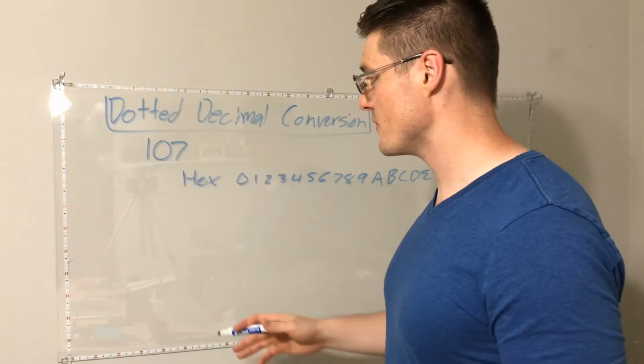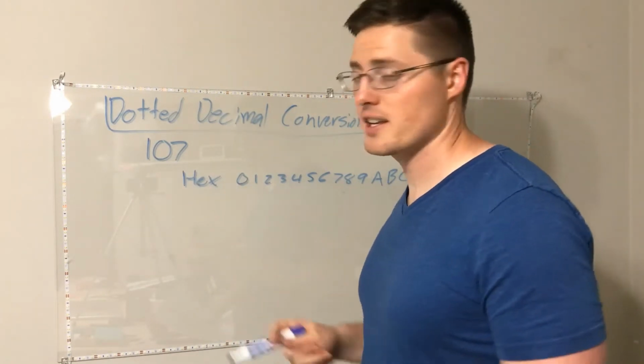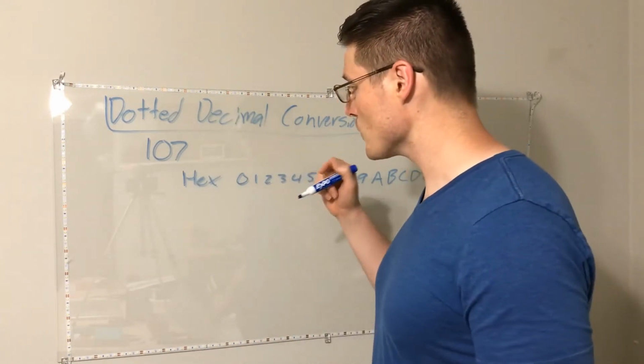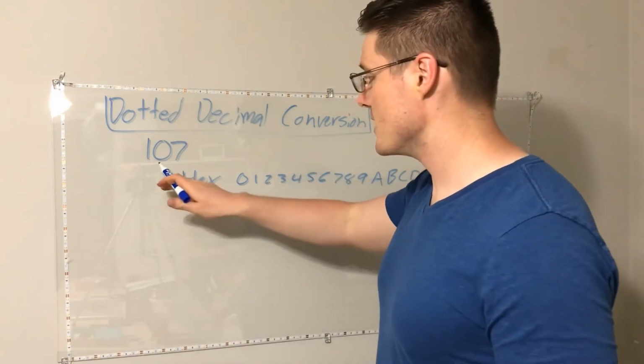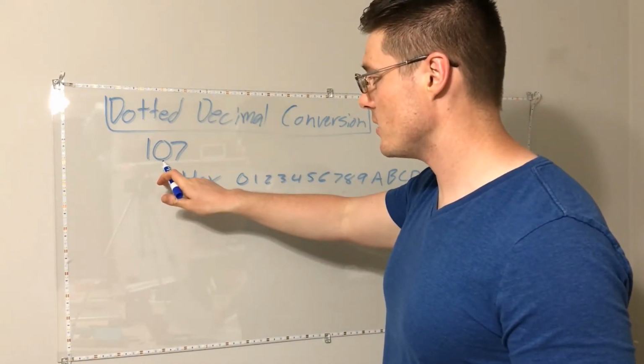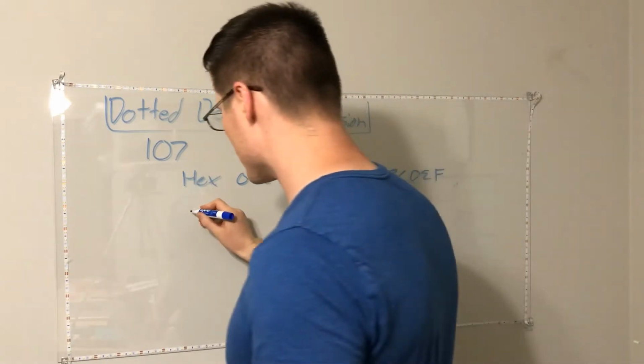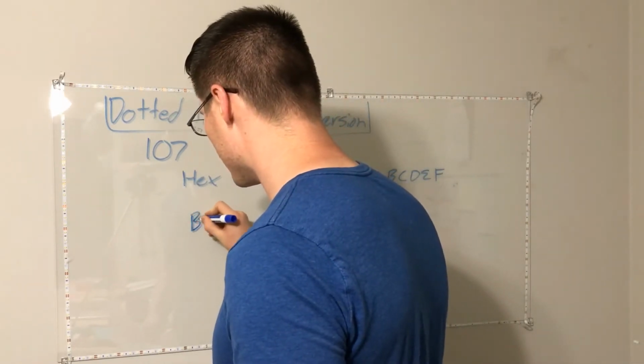In each IPv4 address, you have 4 octets. One octet is 8 bits, or 8 different slots. We're looking at 107, and let's look at binary first.